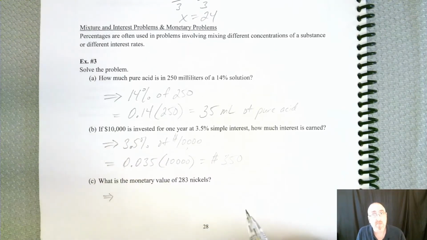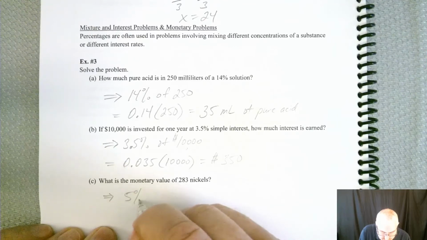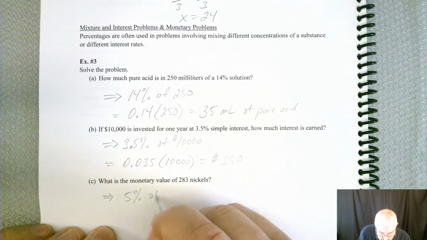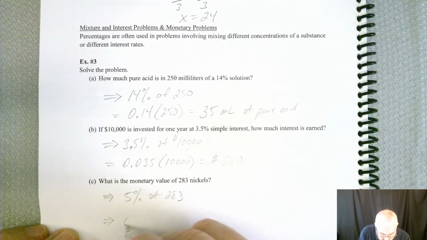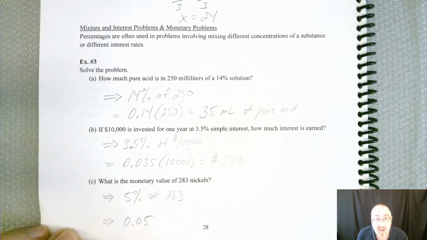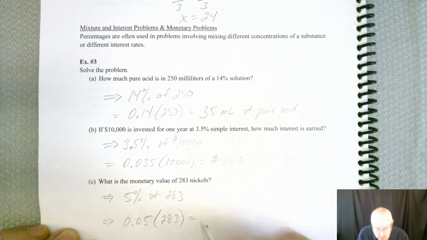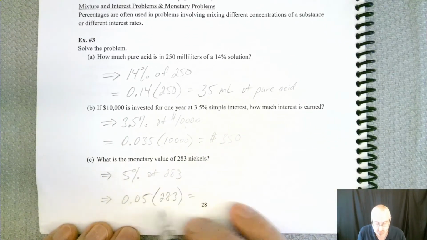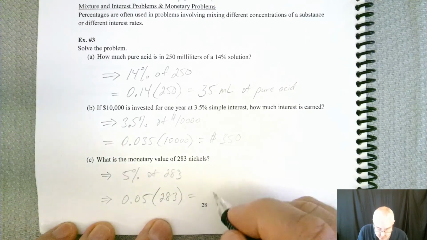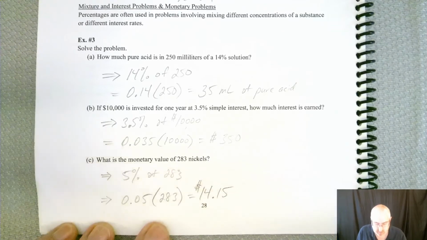5 cents is basically 5% of a dollar. So you're still doing the same thing. 5% of 283. So if we multiply the value of a nickel, 5 cents, times how many nickels we got, we're going to get our answer. Slide up a little bit. So if we multiply that together, what do we get? $14.15.